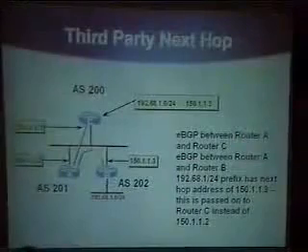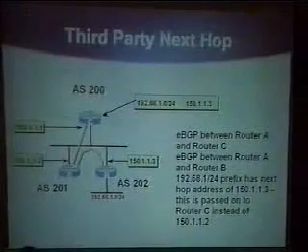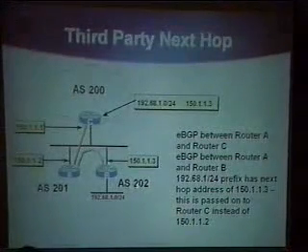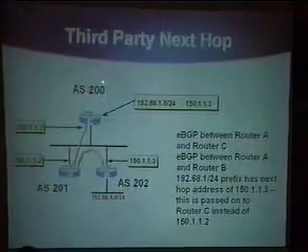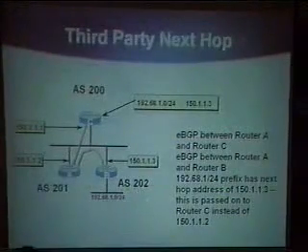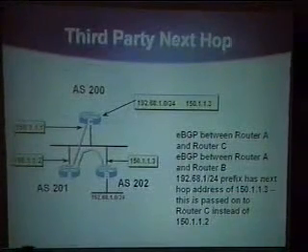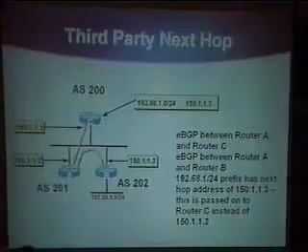Of course, it's got downsides as well. Router A and router B have a peering relationship with each other, but AS201 and AS200 have no wish to have any relationship, 200 has no wish to have a relationship with 202. You can end up having traffic going from 200 to 202 with 201 just sitting in the middle doing the necessary. So you've got to watch the third-party next hop.